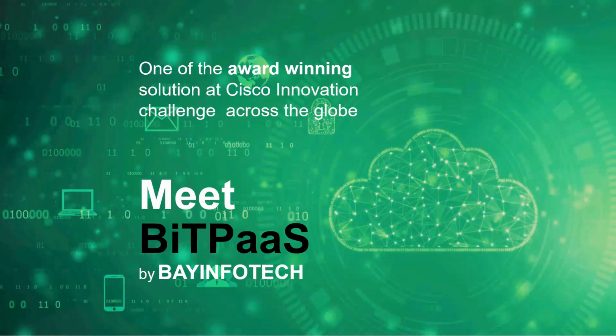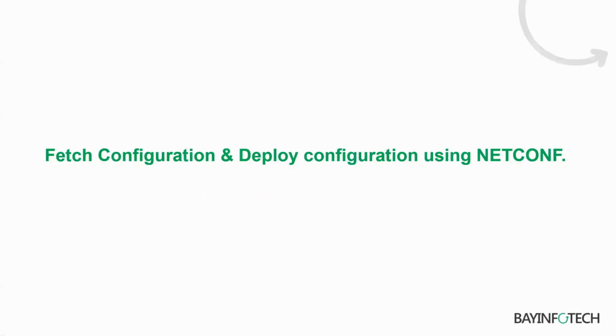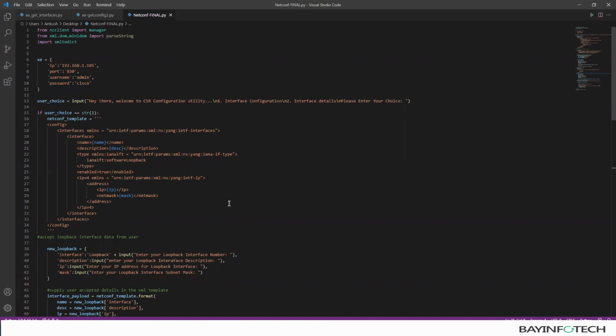Let's begin by seeing how we can make a Python script combining fetch config and deploy config function using NETCONF. So let's go ahead and see how we fetch and deploy config using NETCONF. Following is the script where we will be using two operations of NETCONF, which are getConfig and editConfig. GetConfig will be used for fetching information and editConfig will be used for pushing configuration.